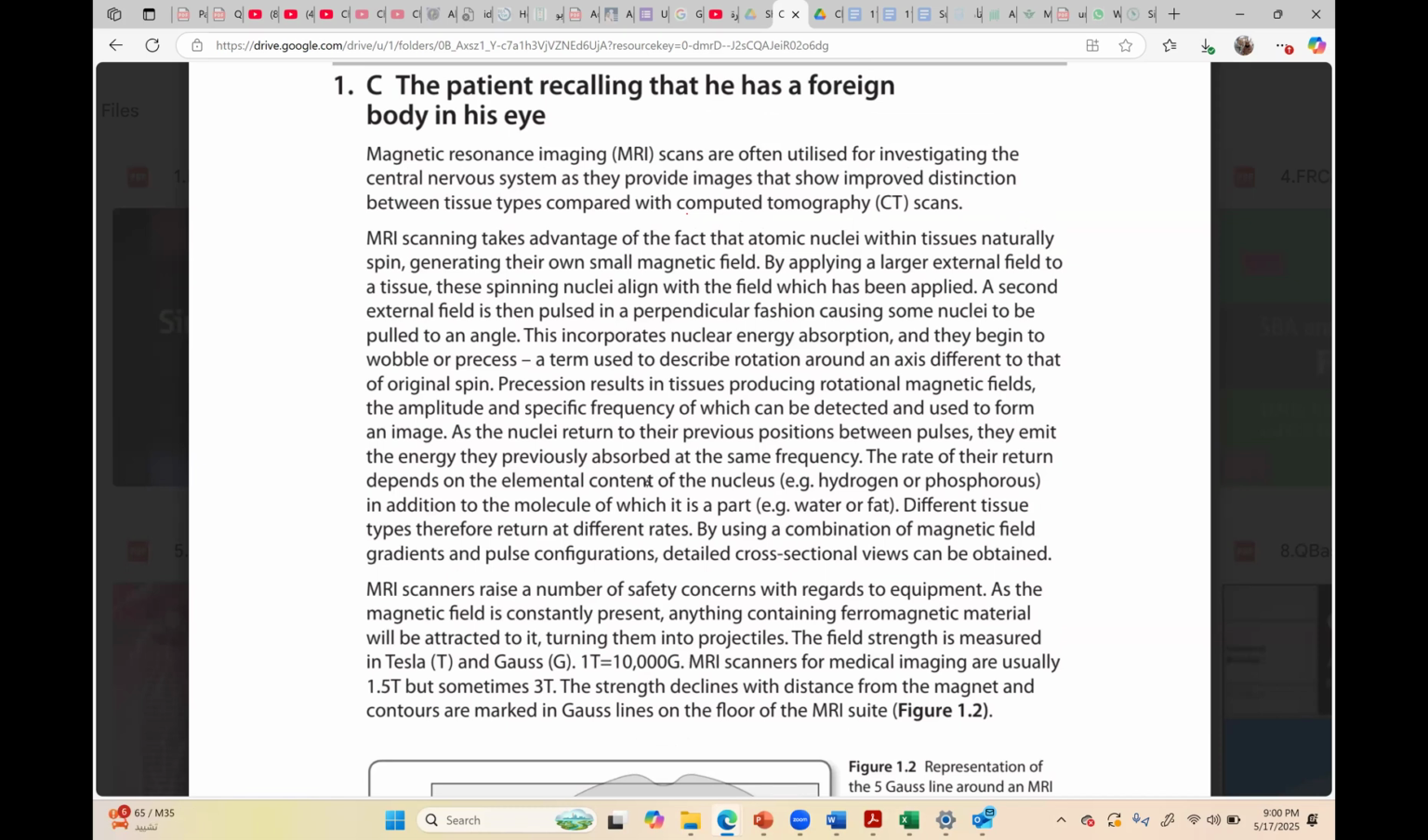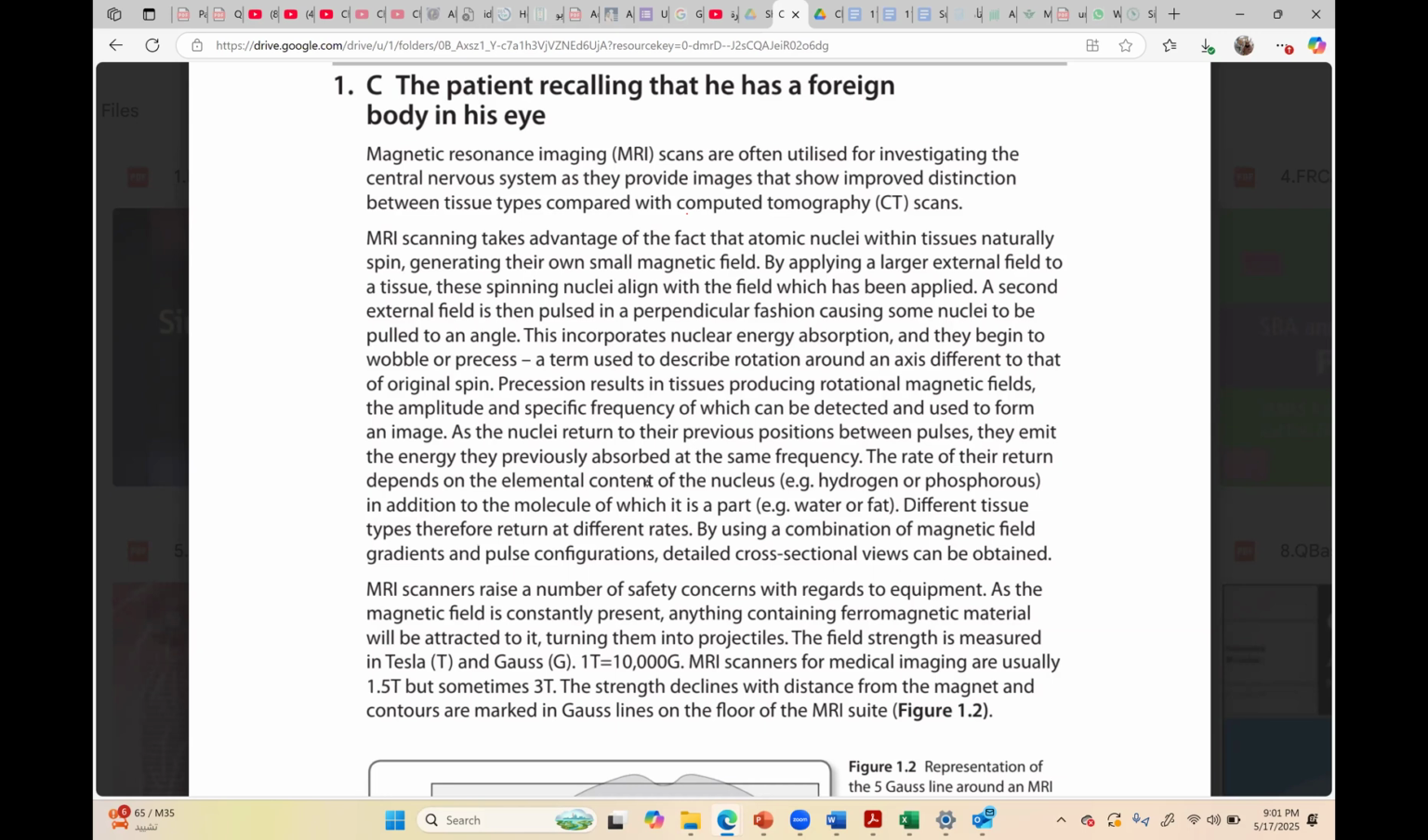Okay, MRI scanning: atomic nuclei within tissue naturally spin, generating their own small magnetic field. By applying a large external field to a tissue, these spinning nuclei align with the field which has been applied, like it will go to a high level. A second external field is then pulsed in a perpendicular fashion, causing some nuclei to be pulled to an angle. This incorporates nuclear energy absorption and they begin to wobble or precess, a term used to describe rotation around an axis different to that of the original spin. This is a very difficult text, but anyway, precession results in tissue producing rotational magnetic fields, the amplitude and specific frequency of which can be detected and used to form an image.